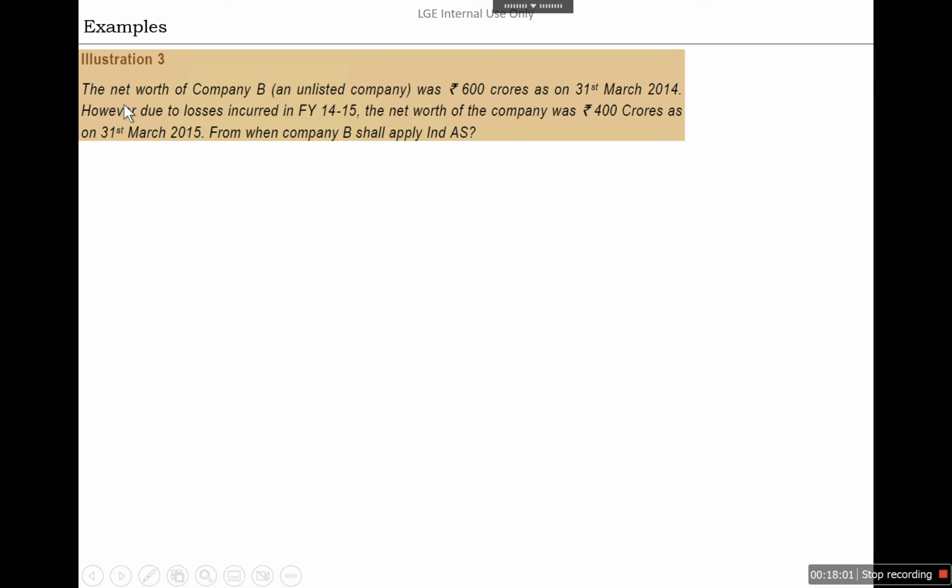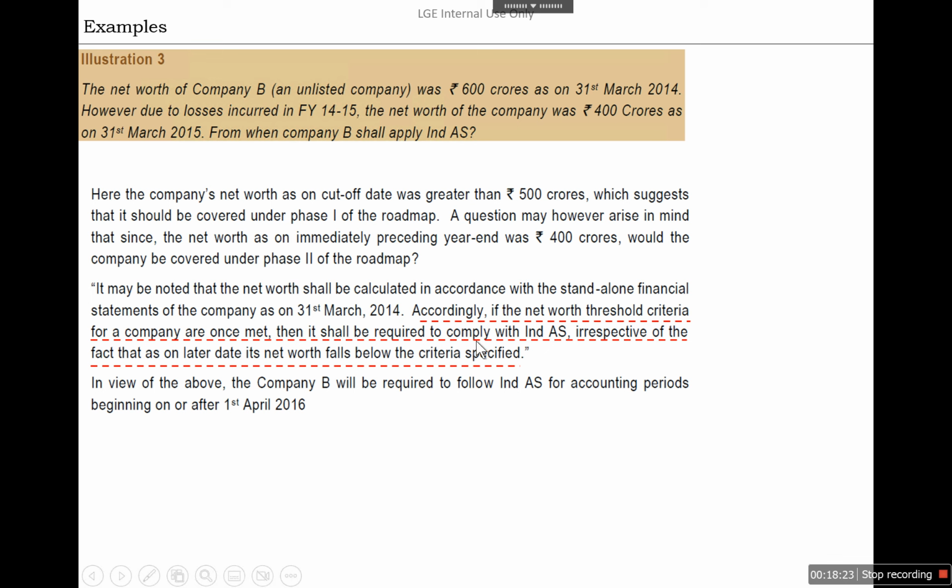In illustration 3, the net worth of company B, an unlisted company, was 600 crores as on March 2014. However, due to losses incurred in 2014-15, the net worth of the company was 400 crores as on March 2015. From when shall company B apply Ind AS? As we have already discussed, once Ind AS has become applicable to a company, it cannot go back. It has to apply Ind AS irrespective of the fact that at a later date its net worth falls below the specified criteria.